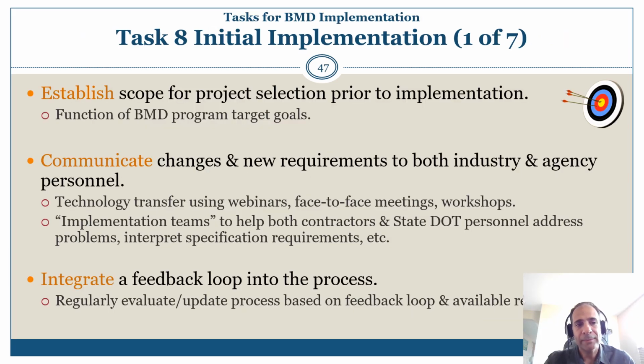So there's a need to establish the scope for project selection prior to implementation for balanced mix design. In other words, which projects are going to be selected for BMD? Is it based on the tonnage, or are all the projects, or all asphalt mixtures used, going to be based on the balanced mix design? Obviously, this is going to be a function of the target goals for the BMD program that were established by the state DOT. Now, also, as part of that implementation process, we saw there will be changes to the specifications and the practices.